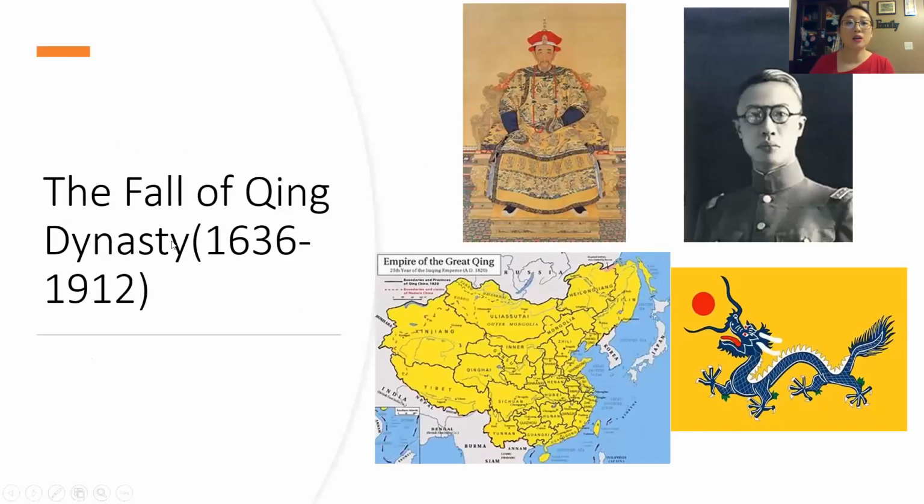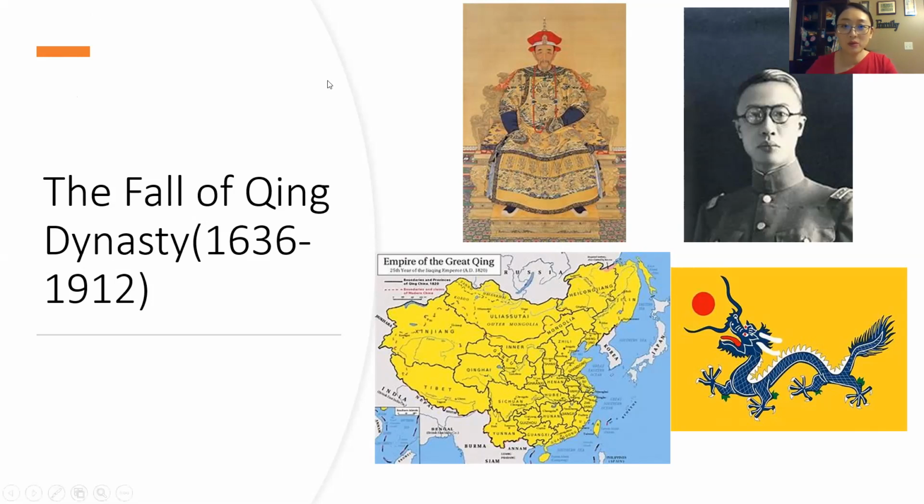Now we're going to talk about the fall of the Qing dynasty. At the beginning of the 20th century, the imperial rule of the Qing dynasty ended. Chinese feudal society that had lasted for thousands of years ended. It ended with the fall of the Qing dynasty and resulted in drastic political change.